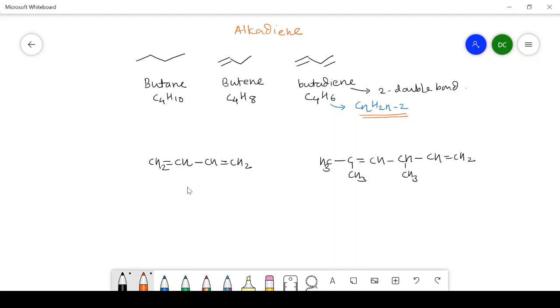What we have studied: the longest carbon chain with the two double bonds is chosen as the parent hydrocarbon. This is the longest carbon chain. From this side, I will write the numbering: first carbon, second, third, and fourth. Now the name of this compound will be 1,3-butadiene.